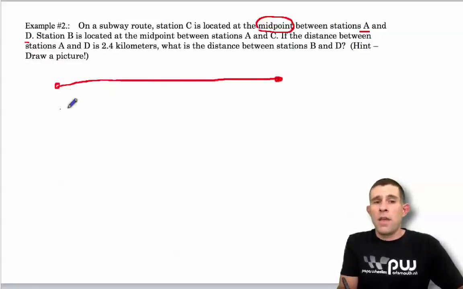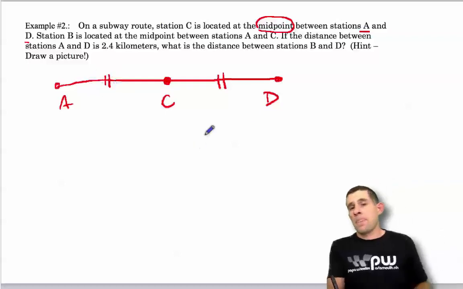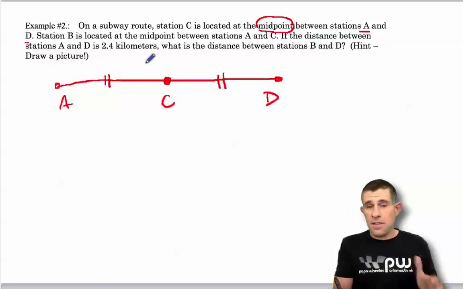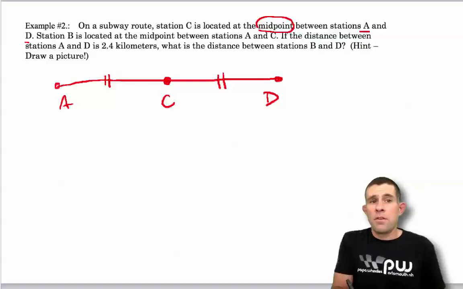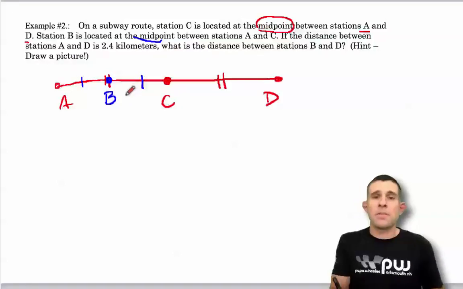Here's my route from A to D, and I know that C is the halfway point. In other words, CD is congruent to AC. These little tick marks indicate that they have the same length. Now I'm going to read further, and it's going to tell me that station B is located at the midpoint between A and C. So I'm going to come right here between A and C, and I'm going to place station B. It also divides segment AC up into two equal smaller segments.